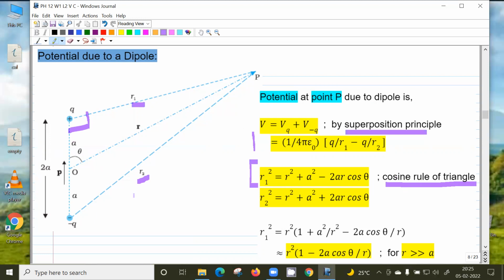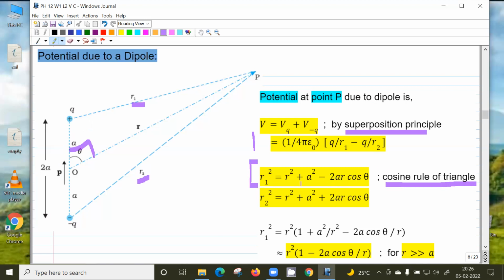But in general, there is some angle theta. R1 is actually more, right? So yeah, I made a mistake. This is 90 degrees. R1 is the hypotenuse, that will be more. And this theta, in the case of a right angle triangle, will become 90, so this term will disappear.